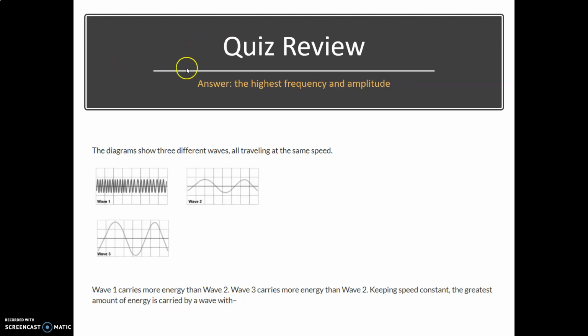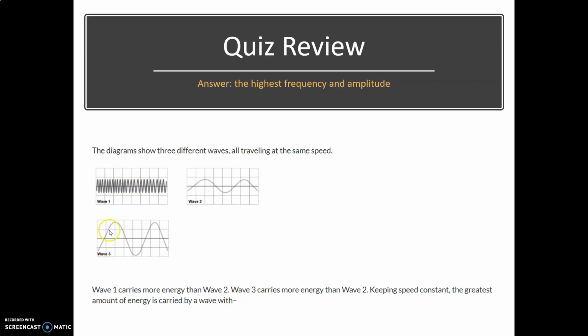One of the highest missed questions that I saw was this one. It says the diagram shows three different waves all traveling at the same speed, and it's asking which one has the most energy and why. So you've got wave 2, wave 3, and wave 1. Well, we know that when something has high frequency, you can see the waves get really close together. High frequency means the wavelengths are very short. That means they're traveling at a very fast speed. Those are going to have the highest energy.